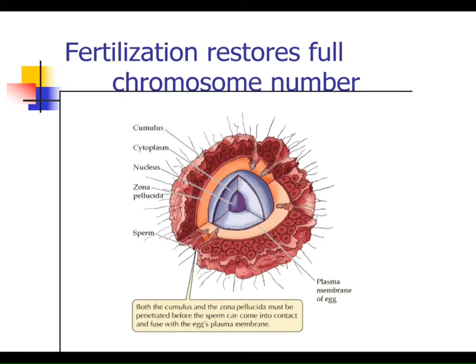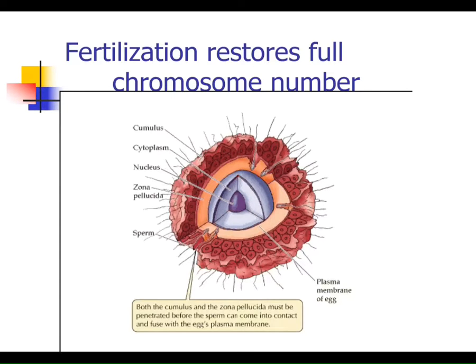Remember that when the egg and sperm come together, you're restoring their chromosome number. The egg and sperm each have 23, and upon fertilization, the zygote, that fertilized egg, will now have 46 chromosomes. So all of you have one set of chromosomes from your mother, one set of chromosomes from your father.